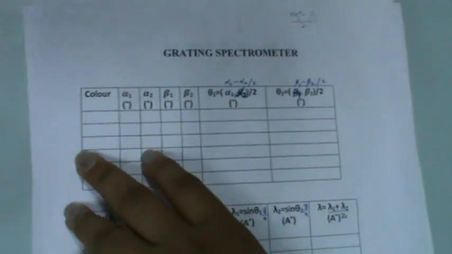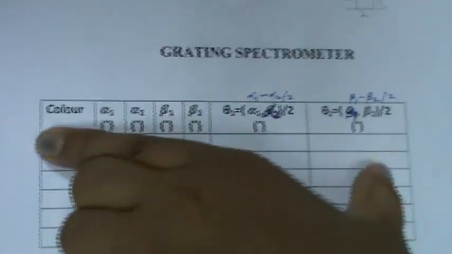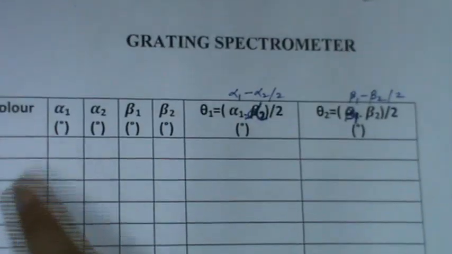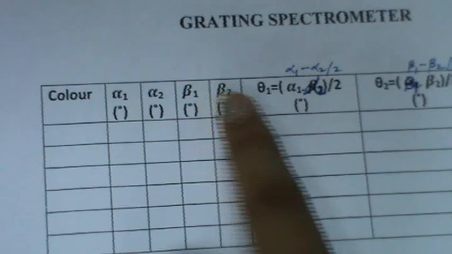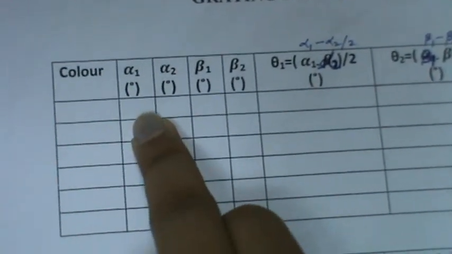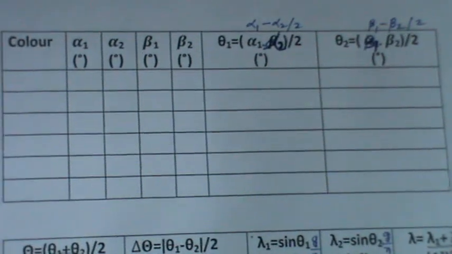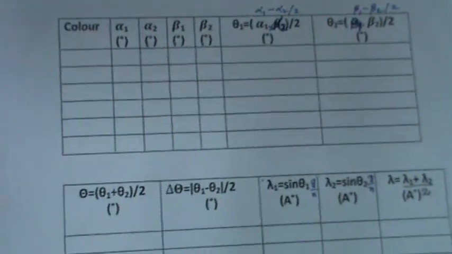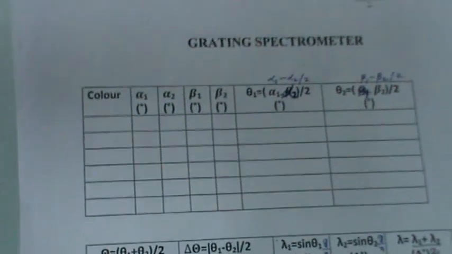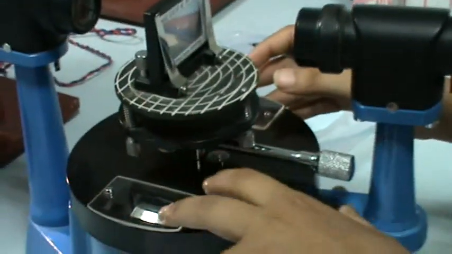So the tabulation for the experiment is, you will note down the readings in the form which is given in the table. This alpha 1, alpha 2, beta 1, beta 2 is the notation for your windows. Suppose you need to note the reading from both the windows. Suppose you are considering this window as alpha 1 and this window as alpha 2. So you have to be uniform with it.